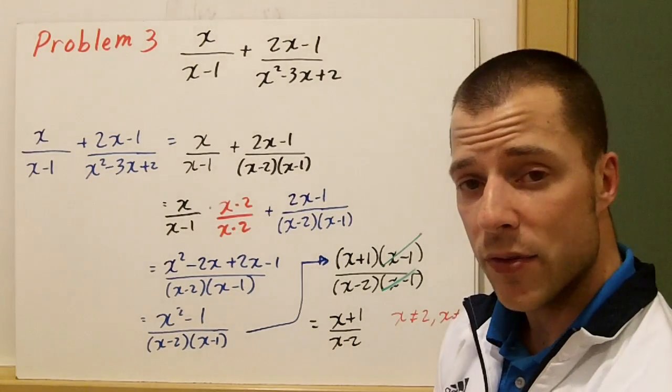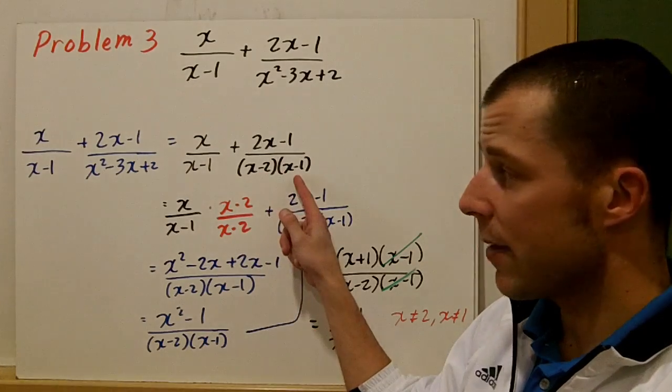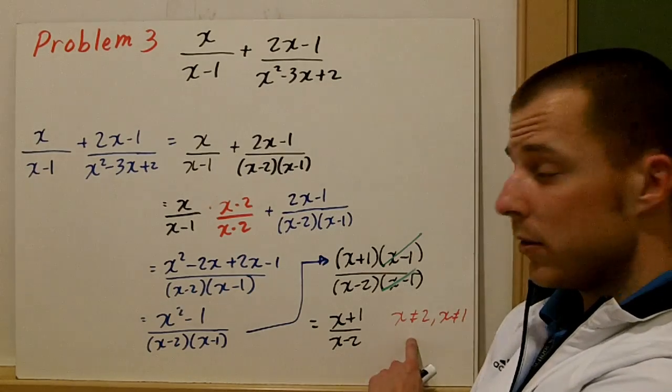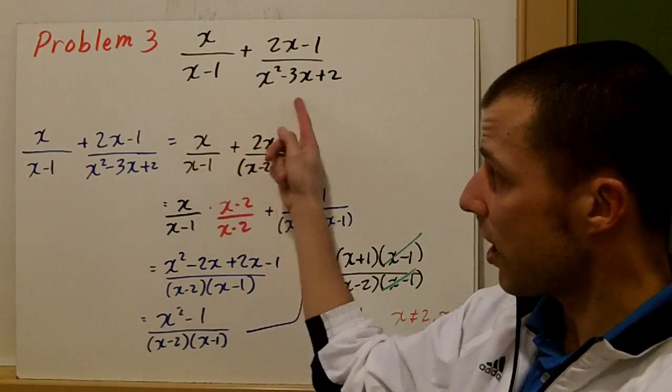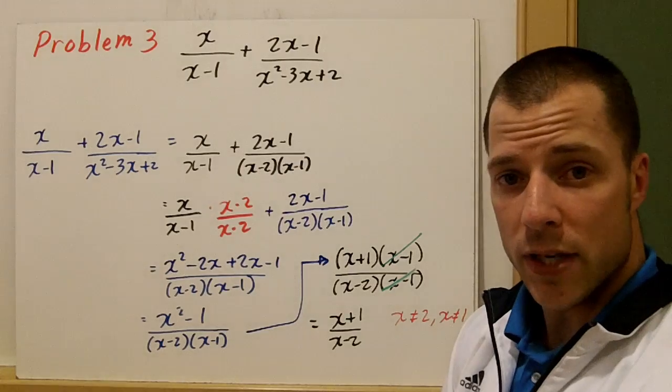The last thing that we have to worry about are the restrictions. X can't be 2 and x can't be 1. So we have to include those restrictions here as well, or else those won't be equivalent. This sum will not be equivalent to this if we forget the domain restrictions.